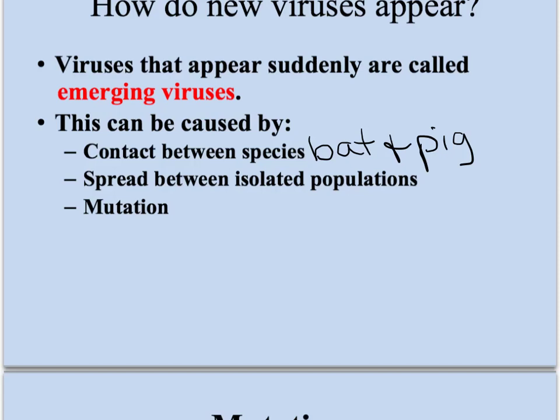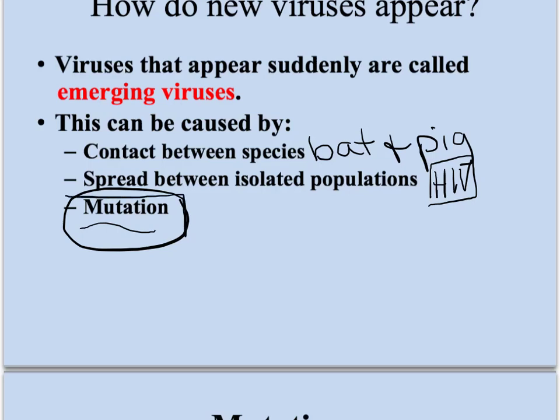It can also spread between isolated populations. This was the HIV virus. It was pretty contained in different places in the world, and then with travel and everything, where everyone was all up in each other's business, HIV spread and now it's a worldwide epidemic. Then you can also have mutations. This is why we have to get a new flu shot every year, because the flu virus mutates so often. There are so many different strains of the flu virus. So from mutation, do you think a DNA virus or an RNA virus, a retrovirus, would mutate faster?